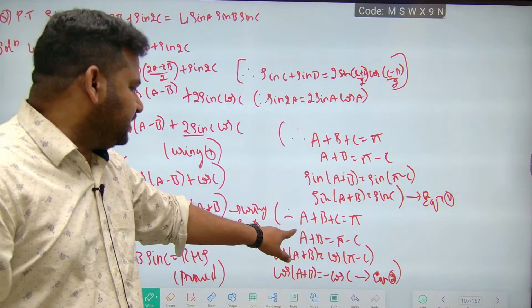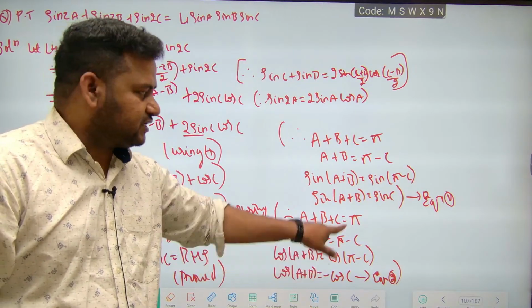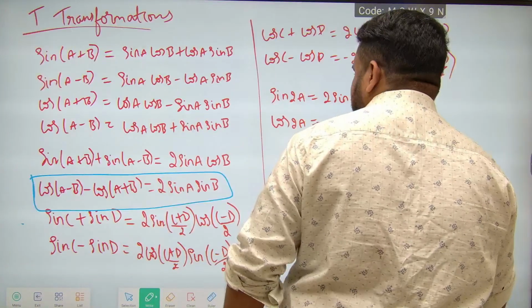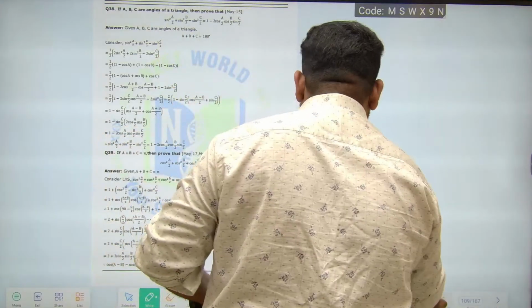And then we applied this. Cos of a plus b is equal to cos of pi minus c. Cos of 180 minus theta is minus cos theta. Sin of 180 minus theta is sin theta. That's it. All right, friends. Let us move to the next question. What is the question that we are having? Focus here.